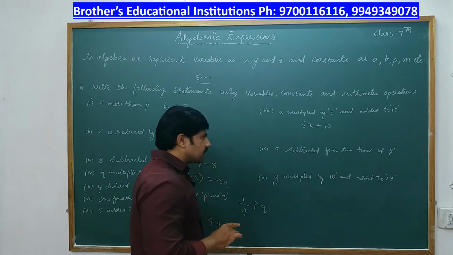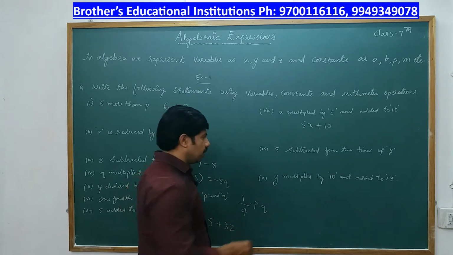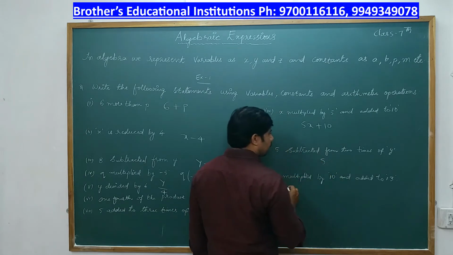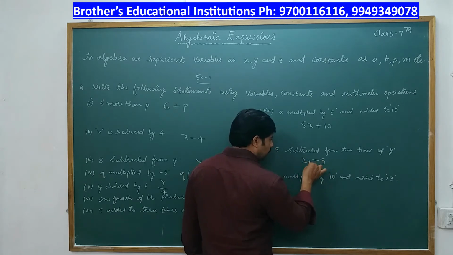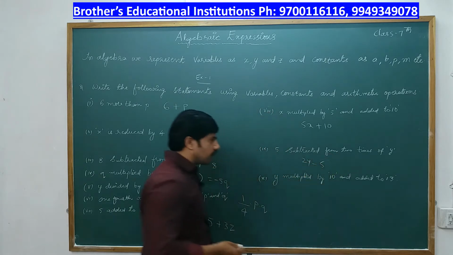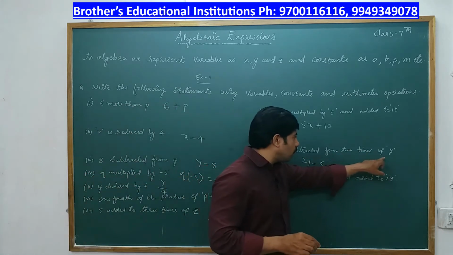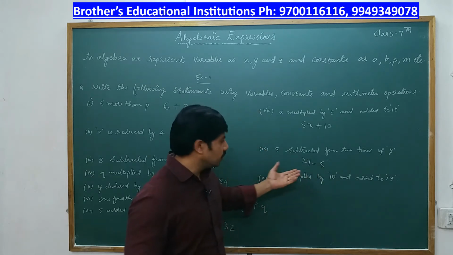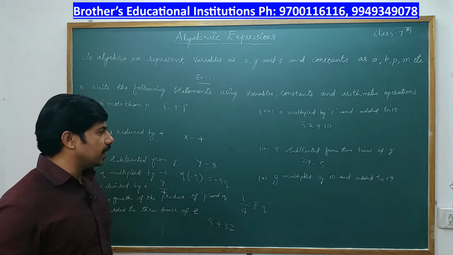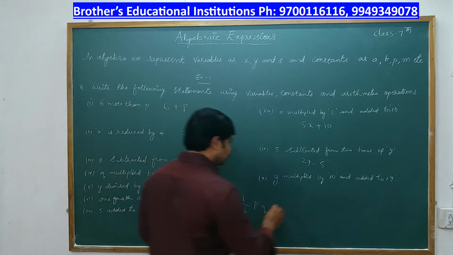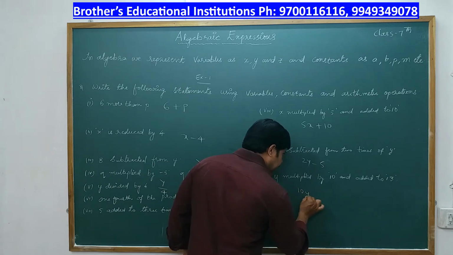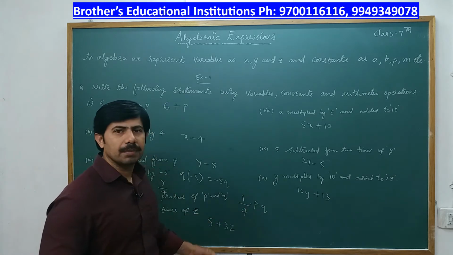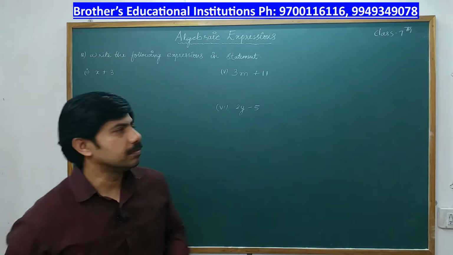Then after that, 5 subtracted from 2 times of y. 5 is subtracted from 2 times y. Remember, after from, whatever you have, 2 times y, that you have to write first. Then y multiplied by 10 and added to 13. So it is 10y plus 13. This is completed. Next problem.